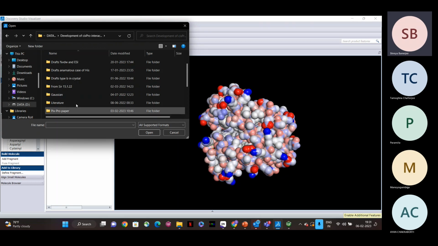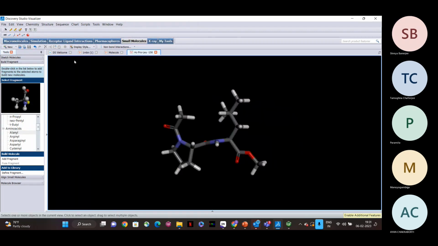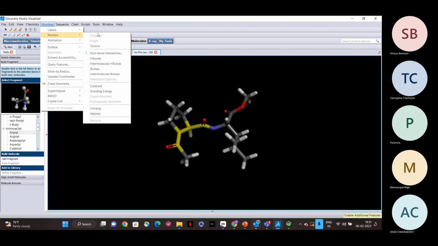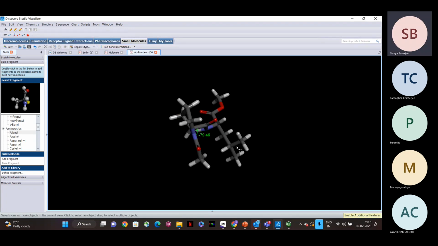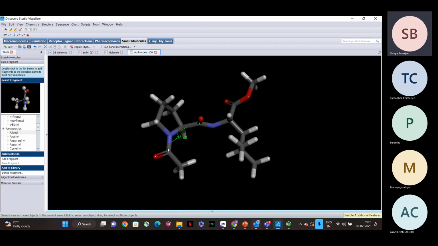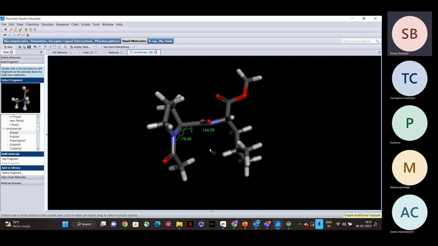I'll show the dihedral angle. If you see it from the 3D view, it will be easier to understand. So from carbonyl to carbonyl, this angle is showing minus 79.46. This is the phi angle, which is between these 4 atoms from carbonyl to carbonyl. For the other angle, it is from nitrogen to the next nitrogen. Here it's 144.05.